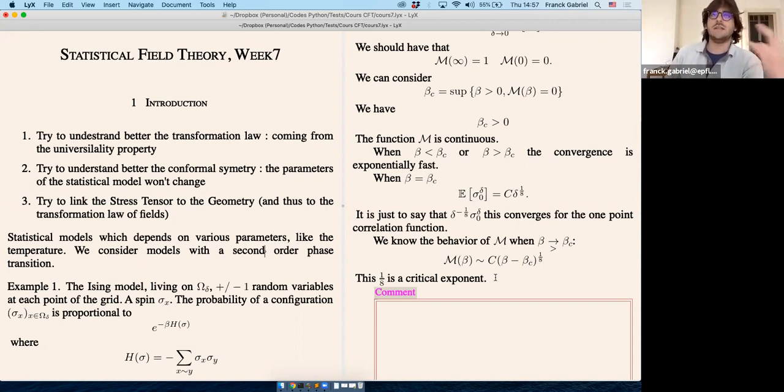Okay, and this is very, very nice, because what we are going to see is that if you consider a statistical model and you look at the scaling limit CFT, it will satisfy a certain property, which is the unitary property. And this will actually tell you that you have kind of no choice about the dimension of the fields.